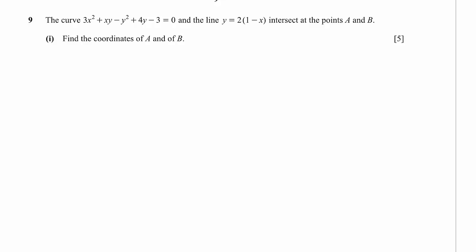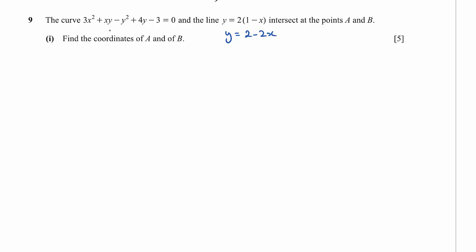The curve 3x squared plus xy minus y squared plus 4y minus 3 equals 0, and the line y equals 2(1 minus x) intersect at the points A and B. I'm just going to expand this out actually, so 2 minus 2x. Find the coordinates of A and B.